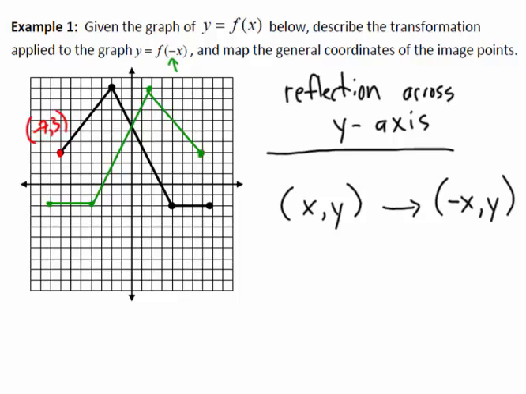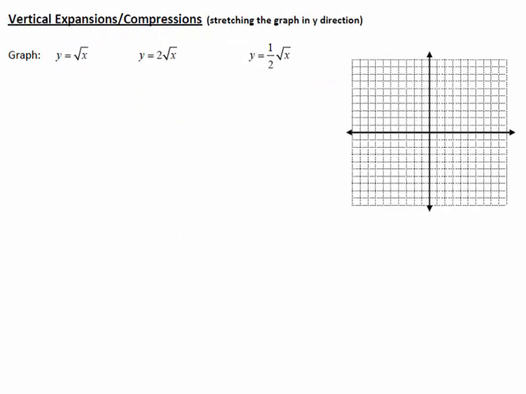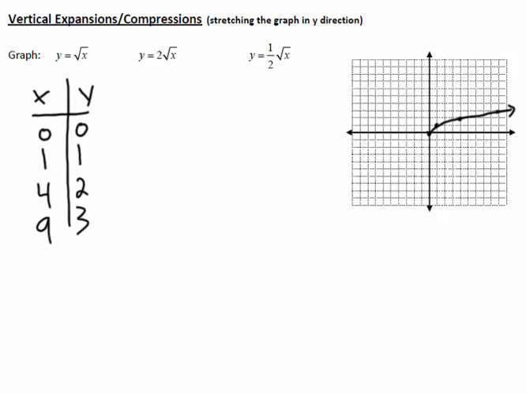Well, let's try another type of transformation. Let's look at expansions and compressions. And we're going to do an expansion or compression. Again, we're going to use the radical function, our basic graph of y equals √x, and we're going to compare to see what happens to this basic graph if we were to put numbers outside the function. And for this one, I do want to just put the original points in so we're clear. We're at 0, 0, 1, 1, 4, 2, 9, 3.